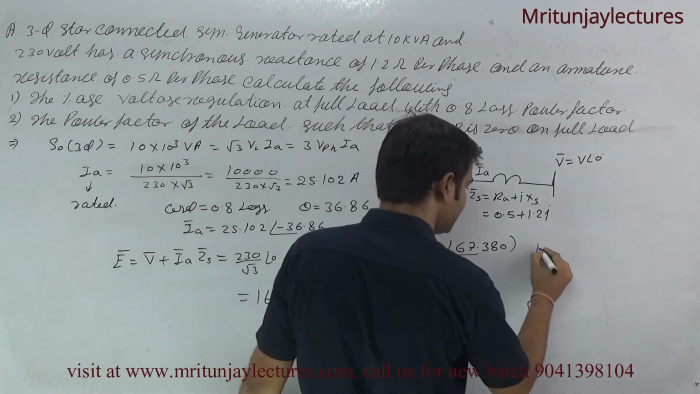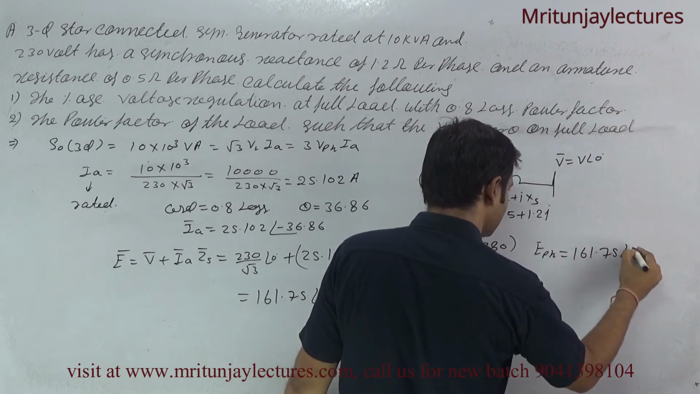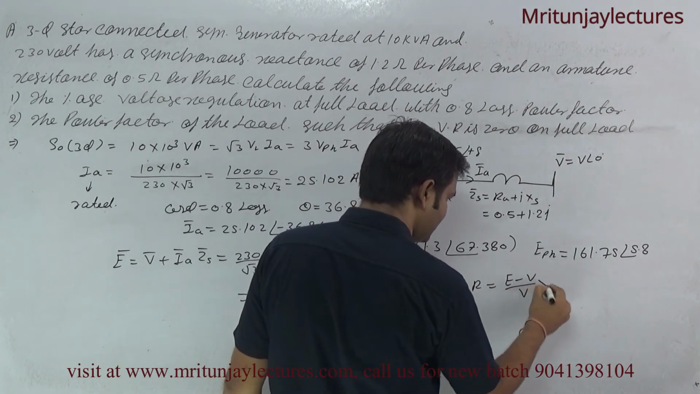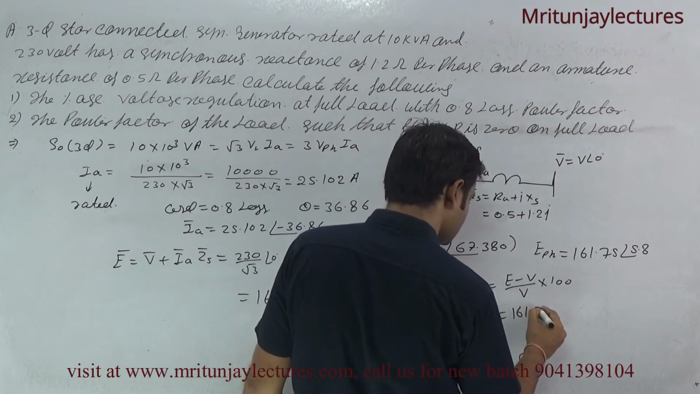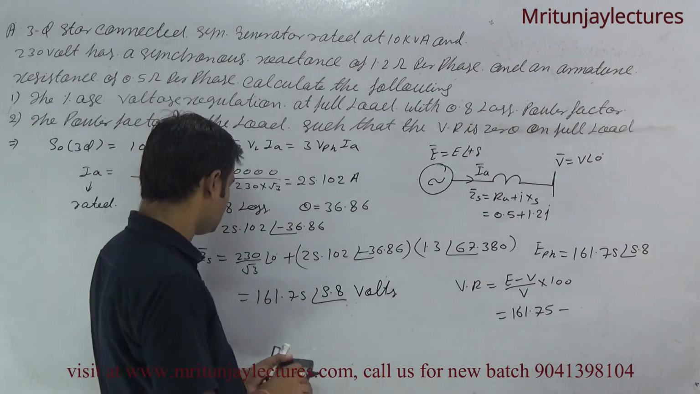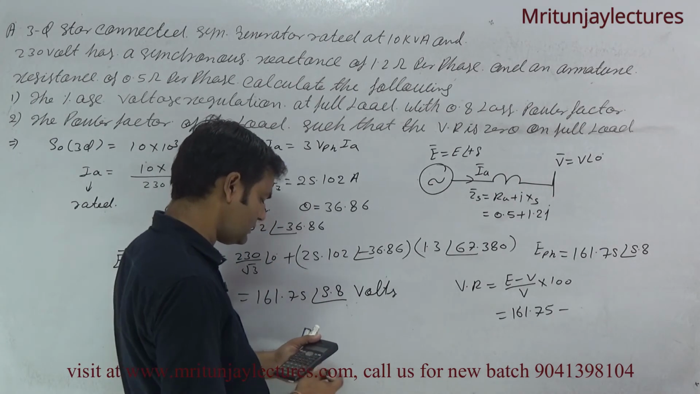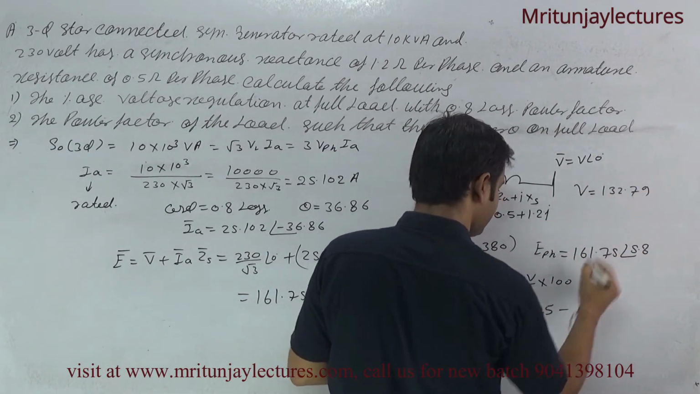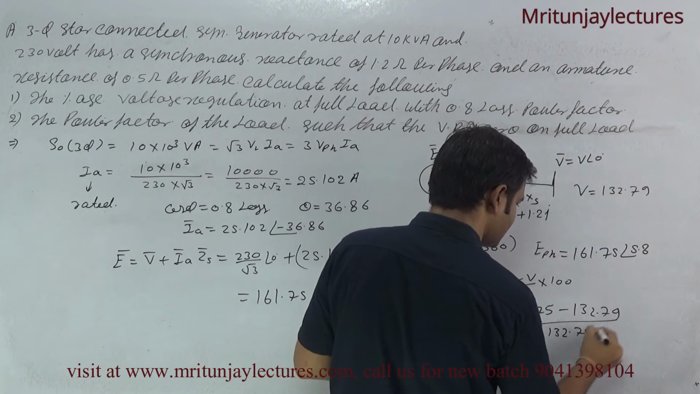So the excitation voltage per phase is written as 161.75 at the angle 5.8. What about voltage regulation? That is (E minus V) divided by V, into 100. What about E? We got 161.75 minus V. What about V? V per phase is 230 divided by root 3, that is 132.79, whole divided by 132.79, into 100.